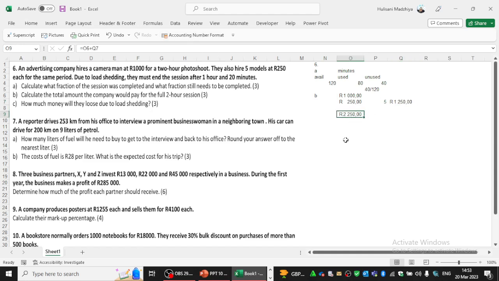So which is equal to 2,250. So the total amount that the company will pay for a 2-hour session is 2,250. And then for number 3, it says, how much money will they lose due to load shedding.